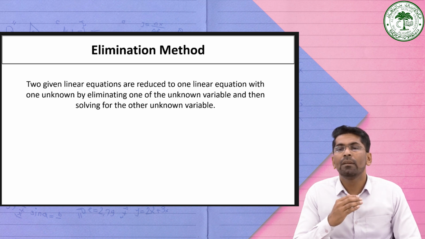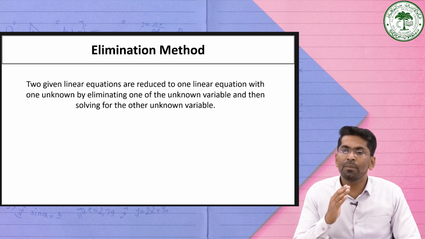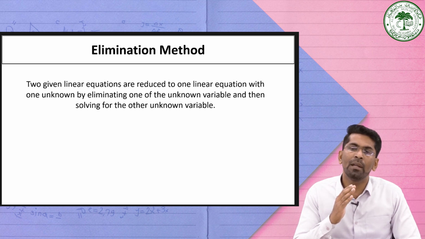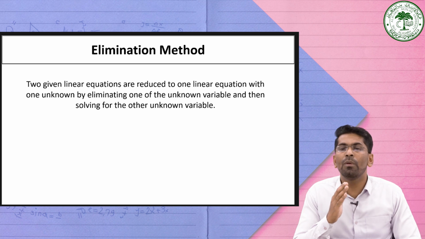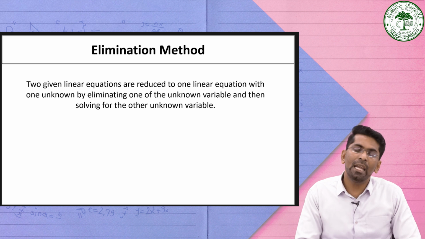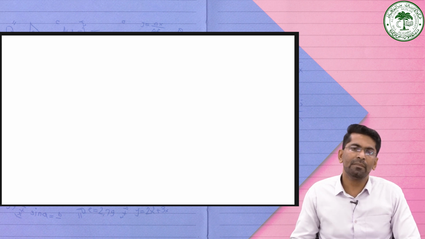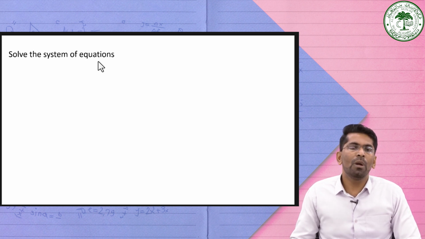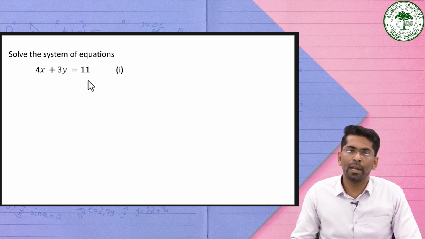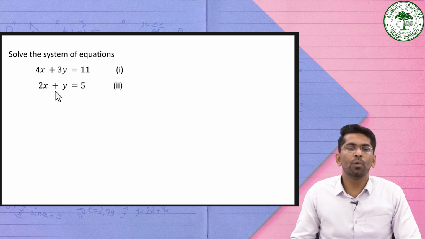So in this method, what we are doing is manipulating the equations in the system to eliminate one of the variables, allowing you to solve for the other variable. Let us see how, by using the elimination method, we can solve the linear equations with two unknown variables. We want to solve one system of equations: 4x plus 3y is equal to 11, and the other equation is 2x plus y is equal to 5.